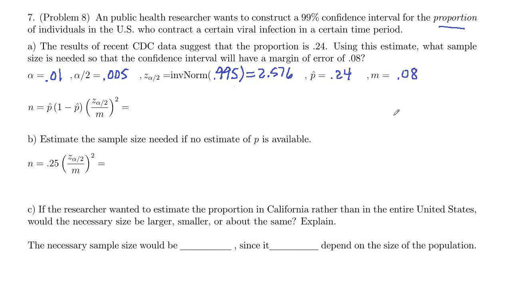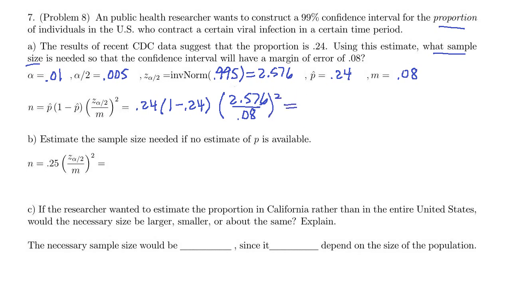And then they say what sample size. So we're using the sample size formula. That's this one. So our p hat there is 0.24, and then 1 minus p hat, so 1 minus 0.24, times our critical value, which is the 2.576, divided by our margin of error, m, that's the 0.08, and that piece gets squared.